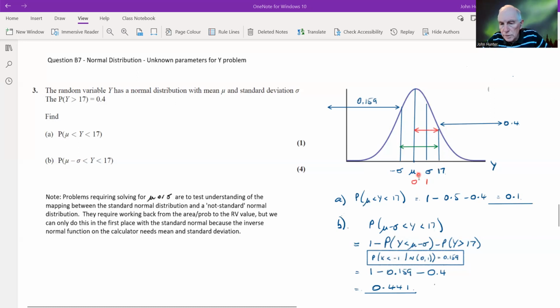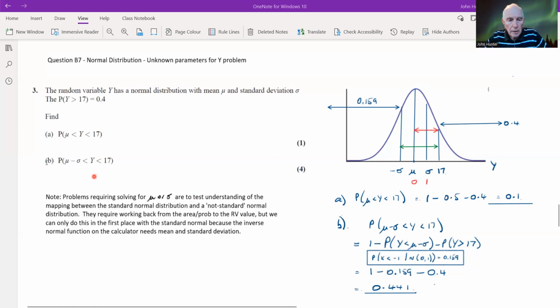Okay, so how does that work then? Well, we know that this area here is 0.4. It's told us that. We know that the area to the left of mu is going to be 0.5 because of the symmetry. So what's left over for this bit in the middle? Well, we've taken out 0.5 for this side, and we've taken out 0.4 here. All that's left is 0.1. So that would be the answer to part A. It doesn't look it from the diagram, but the diagram doesn't have to be accurate. It's just giving us an indication of what we're trying to measure.